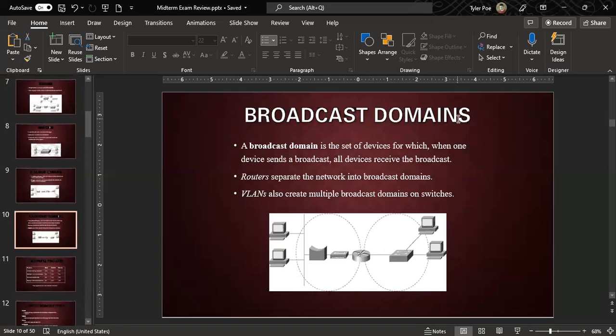Then we have broadcast domains. A broadcast domain is the set of devices for which, when one device sends a broadcast, all devices receive that broadcast. Routers, as I was just talking about, you see this device right here. Routers separate the network into multiple broadcast domains. Also, it should be noted that VLANs, which are set on switches, can also create multiple broadcast domains.